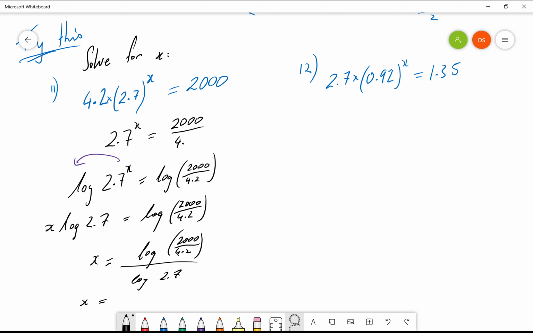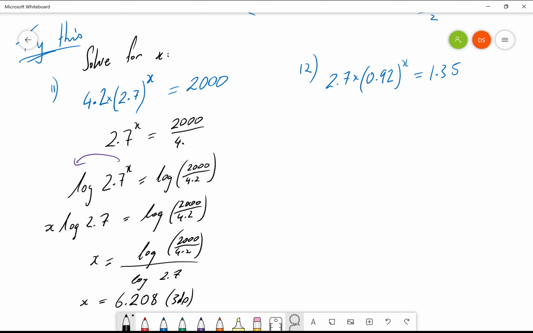Now I'm going to type that whole thing into my calculator. Okay? So I'm going to go open brackets, log, open brackets, 2000 divided by 4.2, close brackets, divided by log 2.7, or open brackets. And my answer is 6.208 to 3dp. I hope some of y'all got that right.